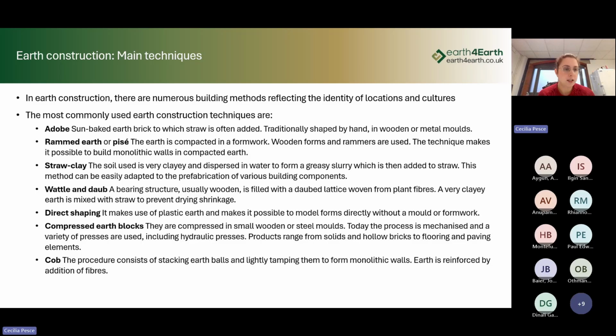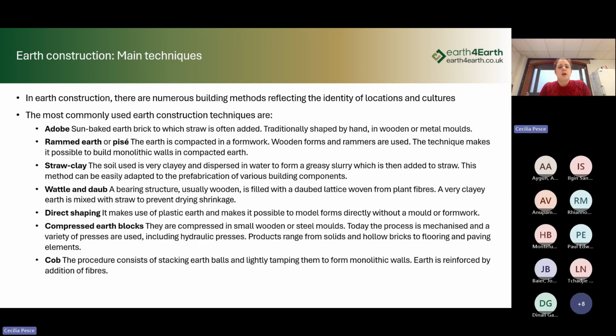Another technique is rammed earth, or pisé, also called. This is made to build walls. So the earth is poured into a formwork, and there it is rammed. Historically rammed by hand, but now the process has been mechanized, which is much faster and efficient.